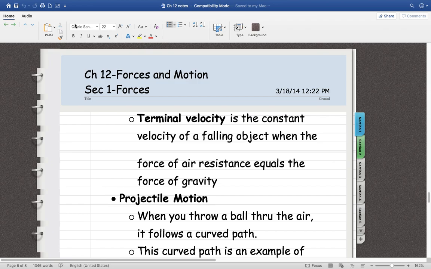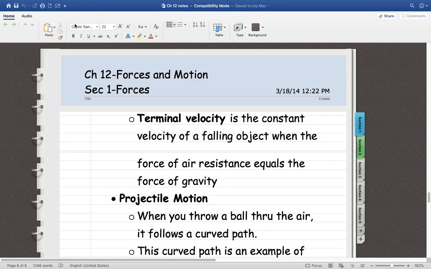Terminal velocity is the constant velocity. Constant velocity means that it increases every 1 second. So, like after 1 second, it increases from 9.8 meters per second to 19.6 meters per second. It just keeps increasing at a constant rate. Okay, but this is when a falling object, terminal velocity is when it's under constant velocity. So it's a free falling object.